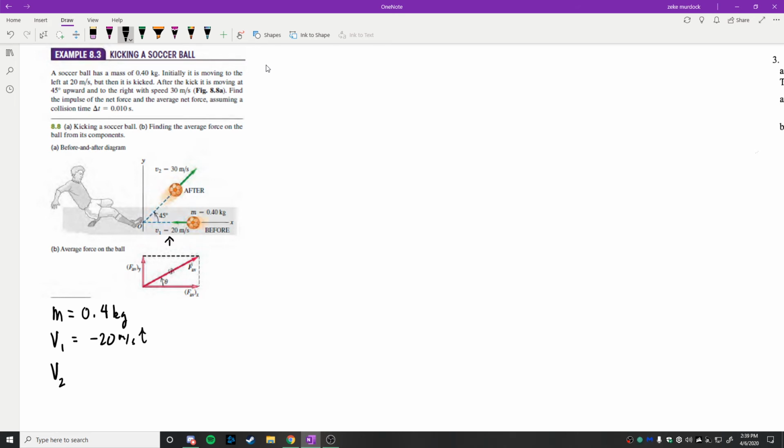And then we'll say v2 is going to be equal to, well, it's 30 meters per second at an angle of 45 degrees, right? Which means that it's going to have components. One points up this way and one goes this way. They'll both be the same, so this one's going to be something like v2 times the sine of 45. Because it's 45 degrees, they'll both be the same.